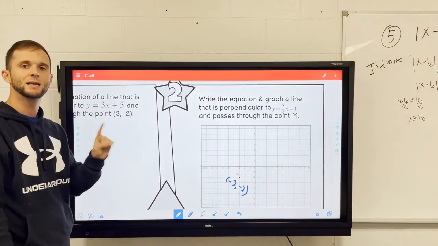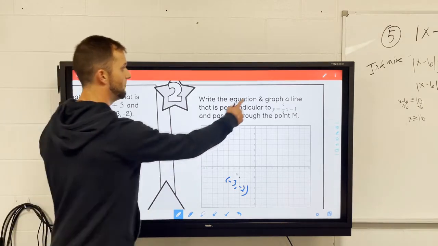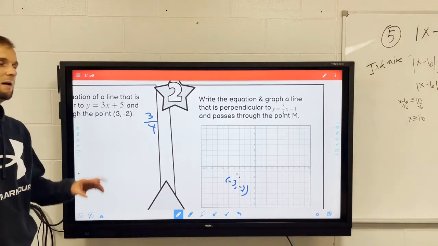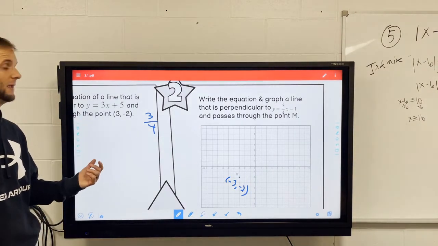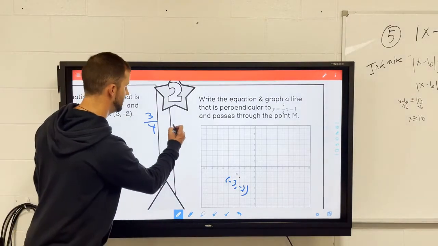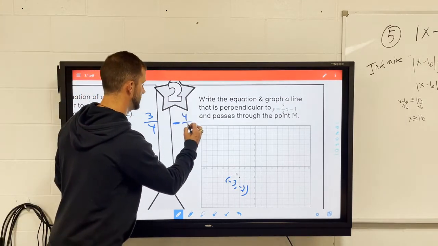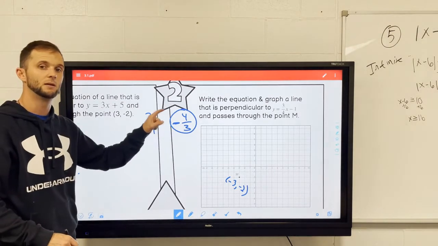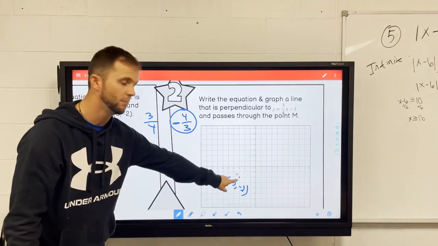So the first thing I need to grab is my perpendicular slope. So right now, my regular slope is going to be 3/4, right? So to find my perpendicular slope, I have to take the opposite reciprocal, meaning I'm going to take the opposite sign. This is positive, so negative, and I'm going to flip it, so 4/3. So right now, ladies and gentlemen, this is going to be your opposite or your perpendicular slope to your new line. It has to run through the point M.